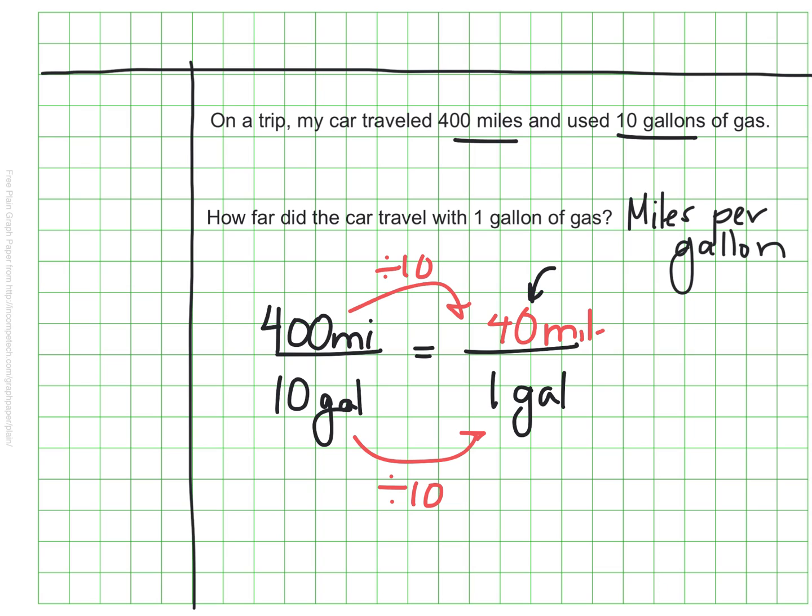So I know that I was able to go 40 miles per gallon. That's my unit rate. I'm just going to write gallon with my abbreviation here. The unit rate is 40 miles per gallon.